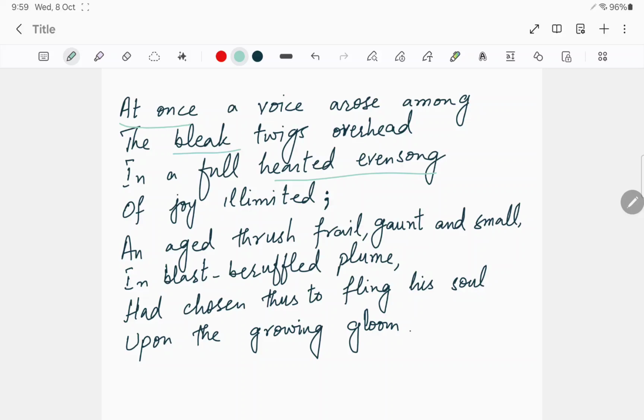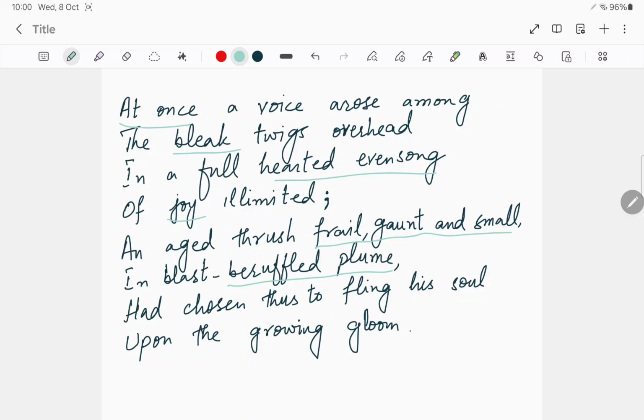That means the silence is actually broken by a bird, a very small old thrush, and it is singing with full energy and, as it is said, of joy unlimited. So it is singing with full energy and joy all around, despite its frail, gaunt, and small body and its ruffled plume, that means the ruffled feathers, that means his feathers are quite damaged and battered by cold winds.